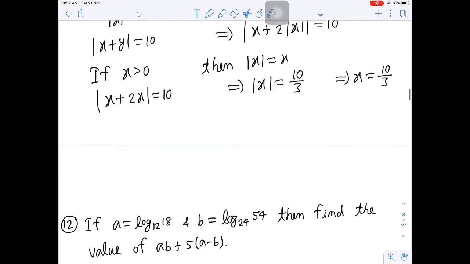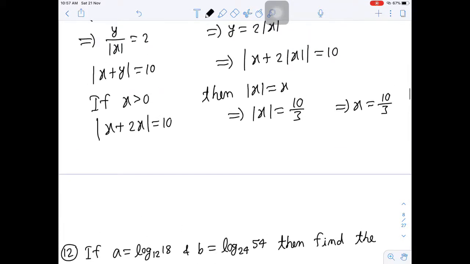Now if x is 10 by 3, then what is y? y is nothing but 2 times the absolute value of x. You also know that the absolute value of x is nothing but x, so it is nothing but 2x. So 2 times 10 by 3 will be 20 by 3. So this is one solution set.